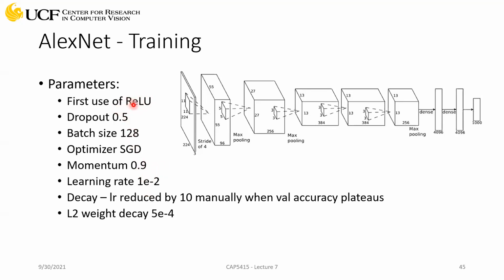So ReLU was the activation function. Now you know what this means. A dropout of 0.5 was used. Again, you know what this means. Batch size of 128, SGD optimizer, momentum of 0.9, learning rate of 1e minus 2.